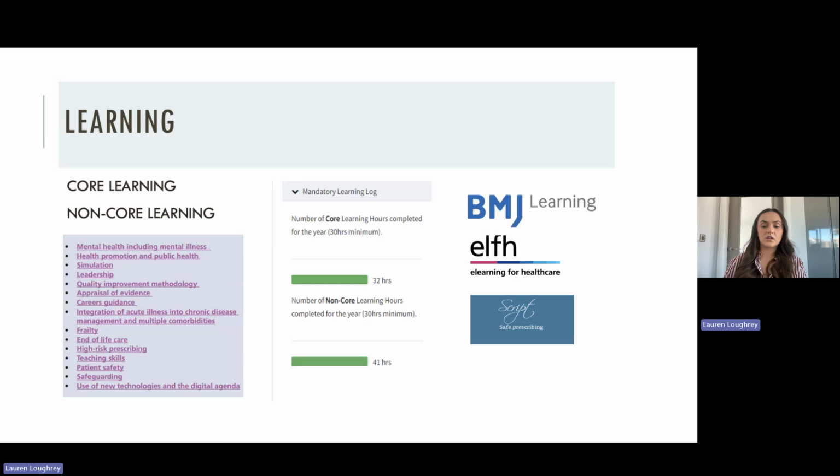The next thing we will discuss is core and non-core learning. You're expected to keep a log of core and non-core teaching, and you require a minimum of 30 hours each during F1. Core learning will be provided by the Trust, and this involves turning up each week and logging it on the portfolio. It can also include simulation training. Core learning topics include mental health, end-of-life care, and health promotion. Non-core learning can be obtained via script modules, e-learning for healthcare, BMJ modules, and departmental teaching.